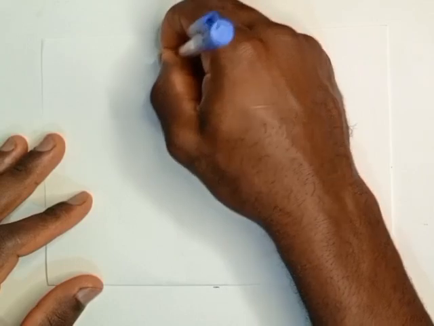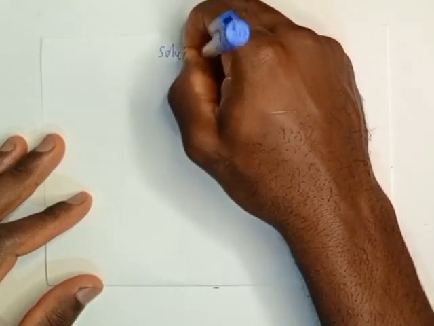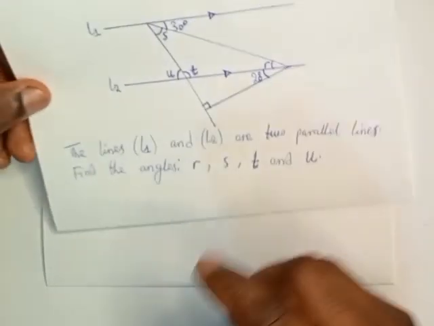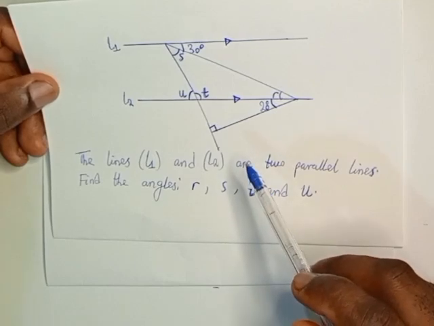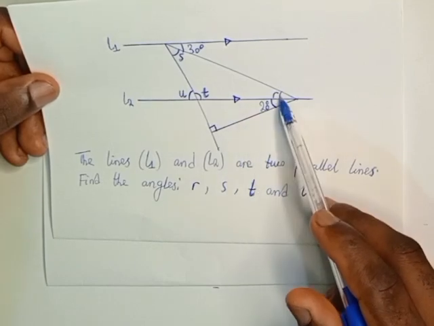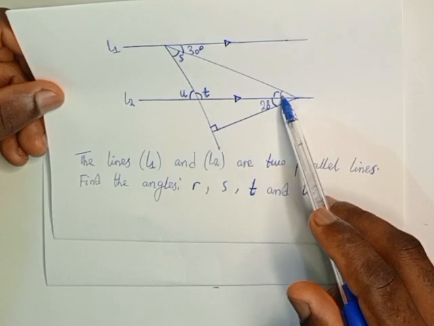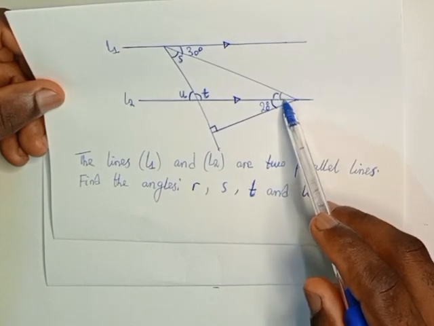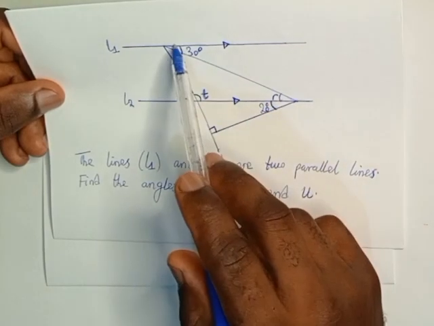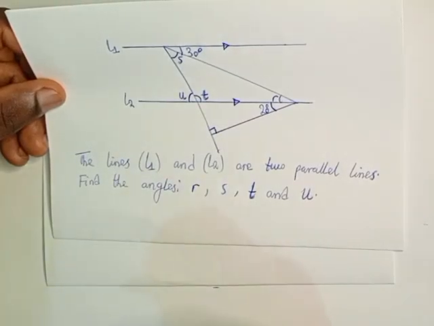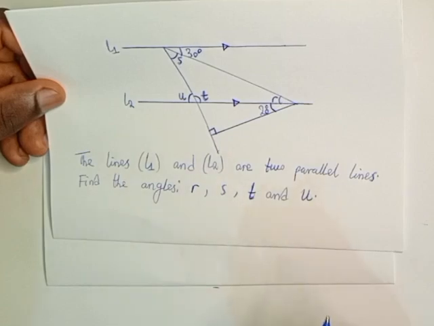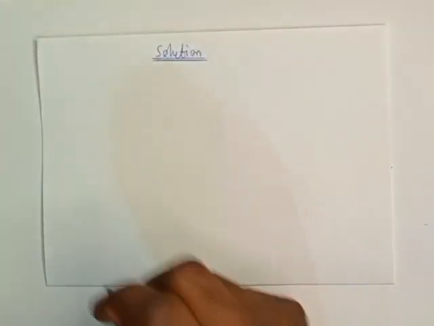Take solution. First, we are going to start by finding the angle R. The angle R and the angle 30 degrees, they are alternate angles, and alternate angles are equal. Take the first step.